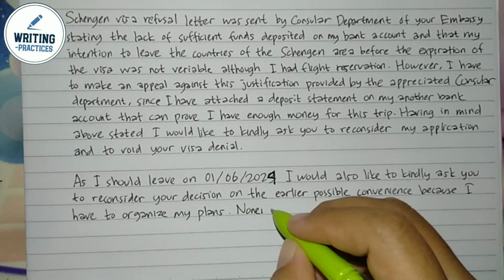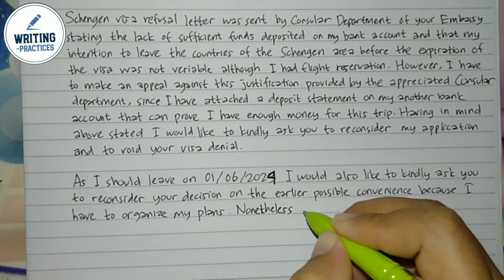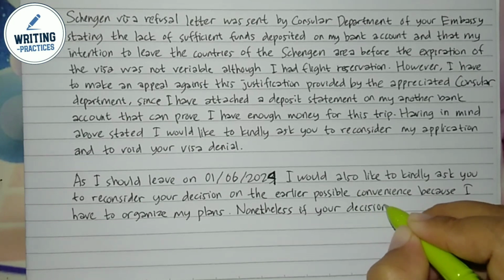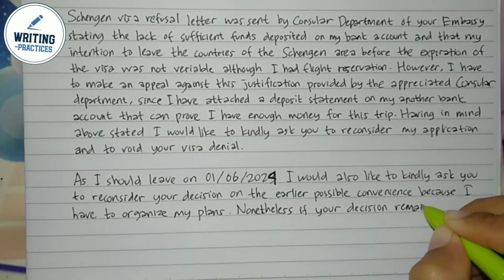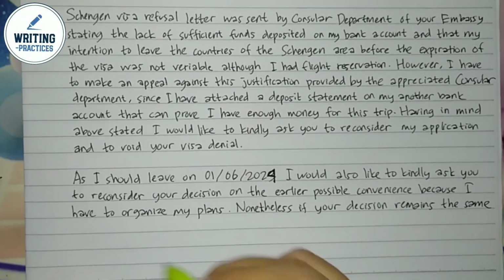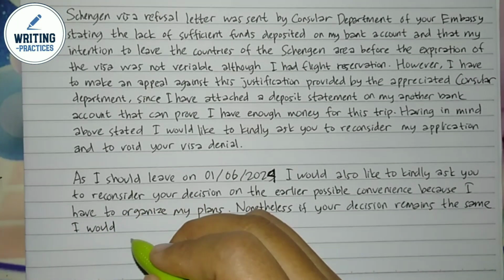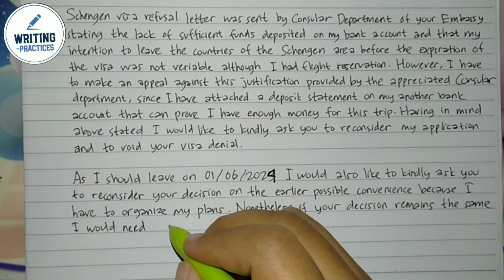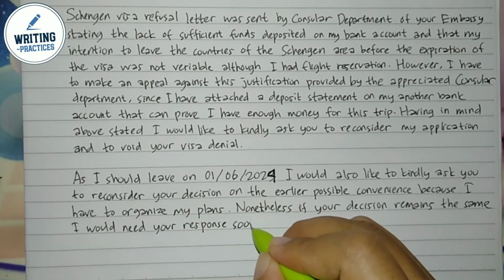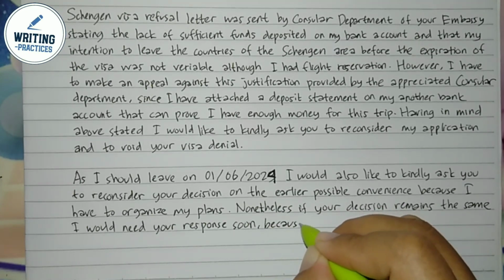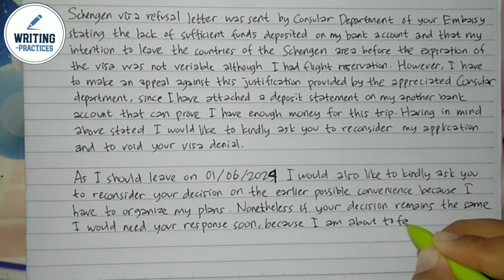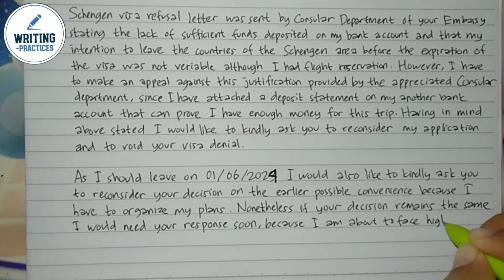For example, you may have to pay a high amount of money because of penalty for the cancelled flight and accommodation plans. You have to really show the urgency in this paragraph.